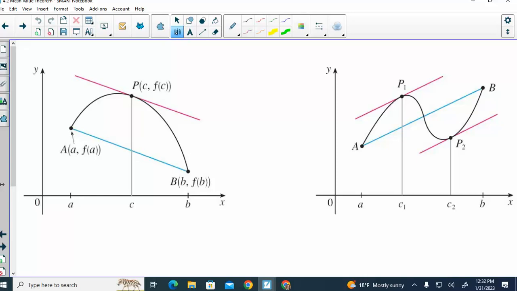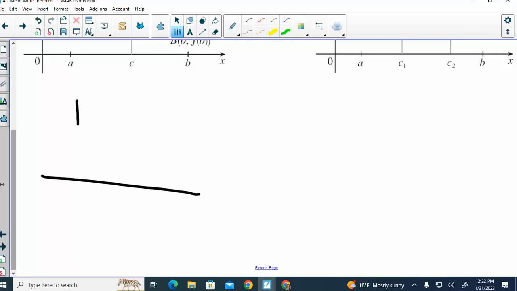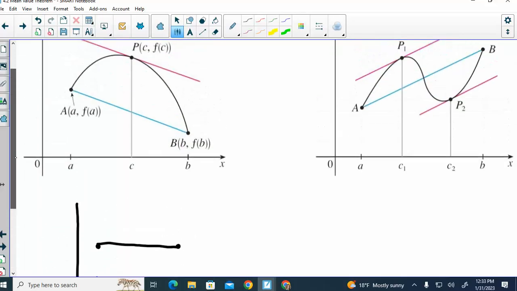Okay, Rolle's theorem is really just a special case of this. In Rolle's theorem, those endpoints were the same. If they're the same, what's the slope between them? Zero, which is why we said the derivative was zero. So Rolle's is like a special case of the mean value theorem. So we can extend this now.